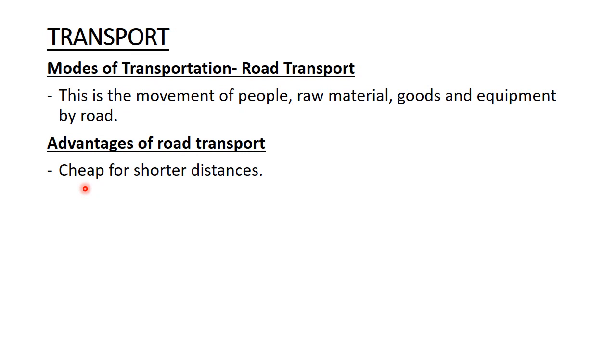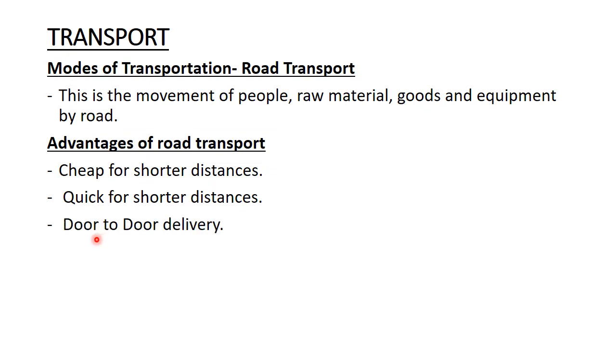So the first is it is cheap for shorter distances. If you want to move from point A to point B and they are close to each other, the best mode of transport is road transport. It is also quick for shorter distances, and also it is possible to do door-to-door delivery. You are selling cakes, you want to send cakes to the customer, you can send the cake to their doorstep using road transport. So that's an advantage.